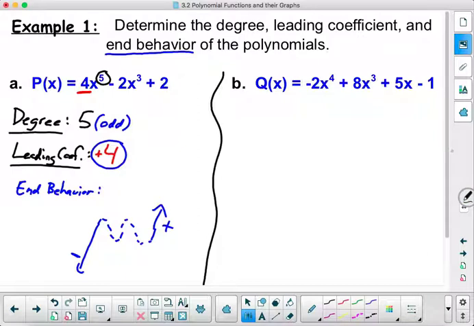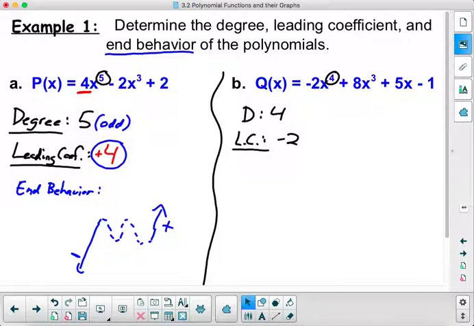What about B? B, same thing. So what's my degree? So degree is going to be a 4. That's the biggest power. My leading coefficient, that's going to be a -2, which is negative. And then the last thing then, what's my end behavior?